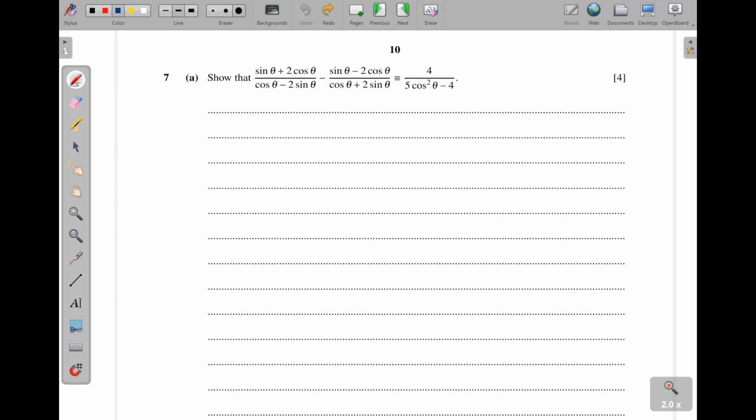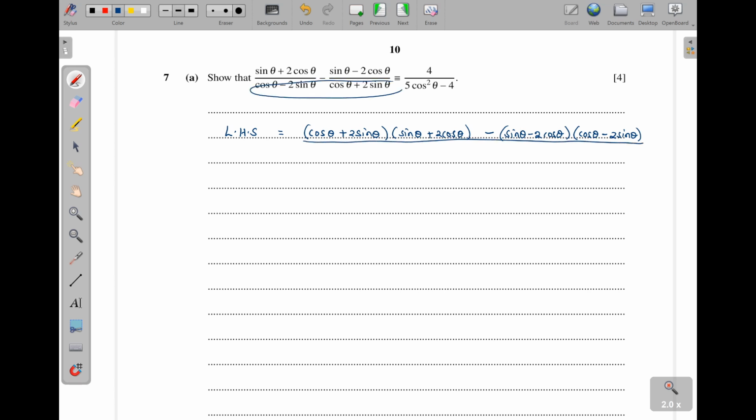So I'm going to begin with the left-hand side. Let me just write left-hand side. It's going to be equal to, so this times this, we shall have cosine of theta plus 2 sine of theta multiplying with sine of theta plus 2 cosine of theta. And then this times this one here, there is a minus. So sine of theta minus 2 cosine of theta multiplies with cos of theta minus 2 sine of theta. Then the whole of this, we divide it by the product of these two.